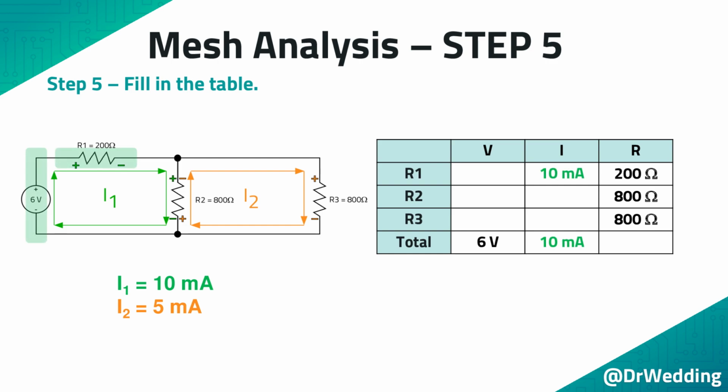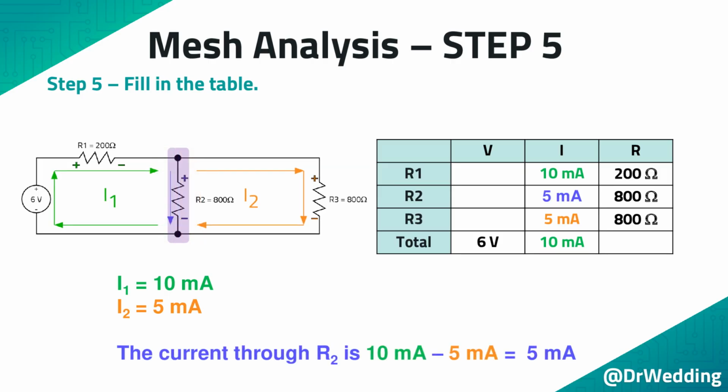The green current I1 is equal to the total current exiting the power supply and the current through R1. The orange current I2 is the current through R3. Resistor R2 has both currents flowing through it. So, the total current in R2 is the combination of both of these currents.